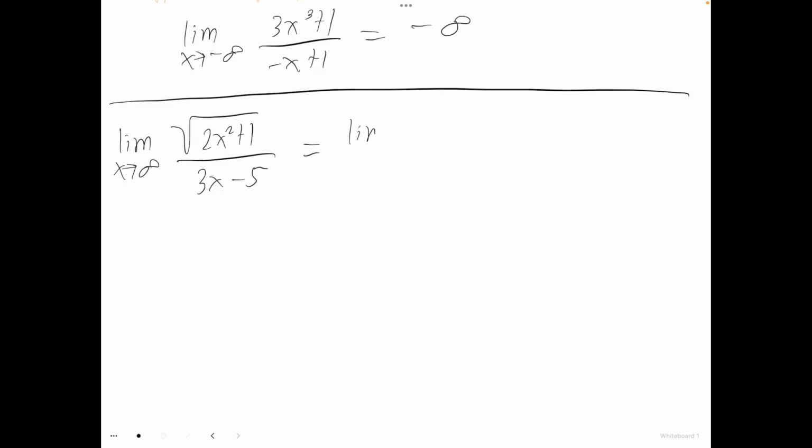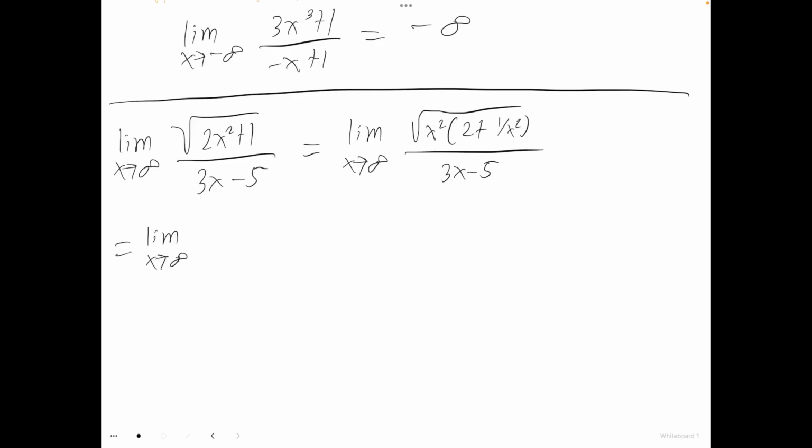So to see this, this is the limit as x goes to infinity. And I'm going to factor out an x squared, because that's the highest power, from everything under the radical. Now I want to pull this x squared out of the square root. So pulling the x squared out of the square root, we have the square root of x squared times the square root of 2 plus 1 over x squared, divided by 3x minus 5.